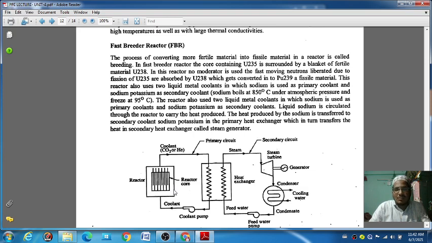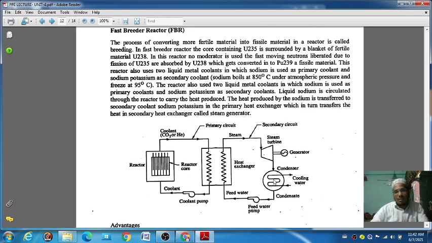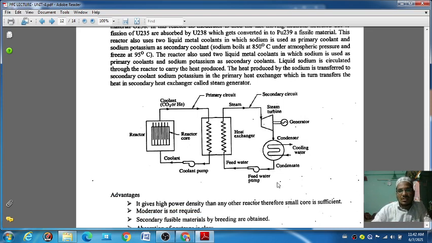Inside the fast breeder reactor, the sodium boiling temperature is 850 degrees Celsius under atmospheric pressure, and the freezing point at atmospheric pressure is 95 degrees Celsius. So these are the temperatures we are taking inside the fast breeder reactor to form our three-phase power transmission system.